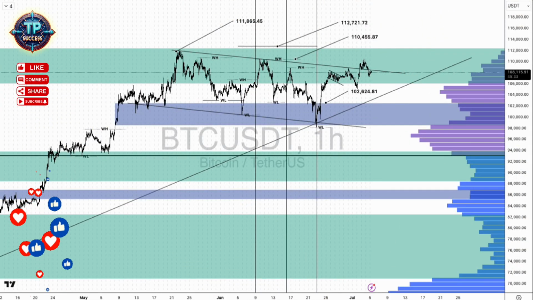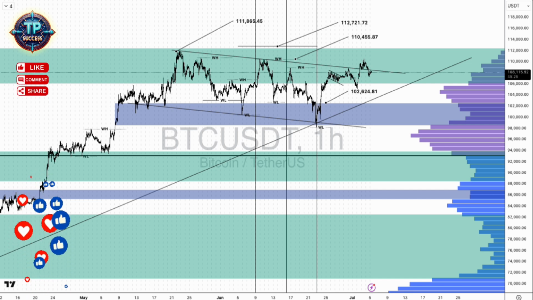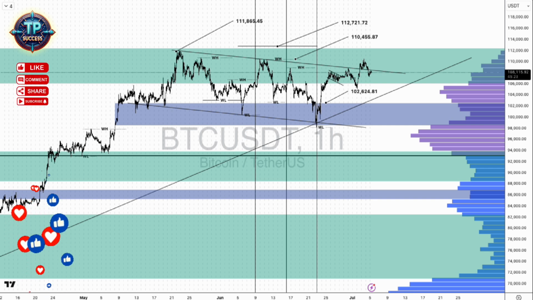In today's discussion, I'm going to be sharing with you how I trade Bitcoin using the volume profile as part of my technical analysis.